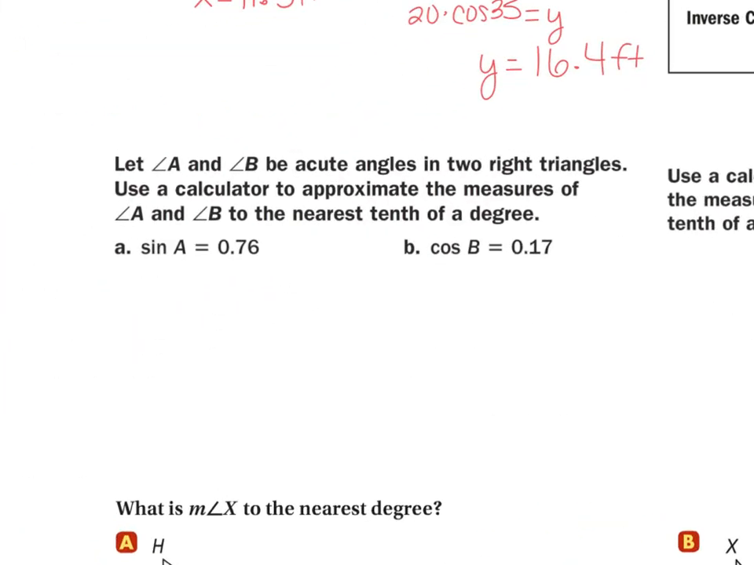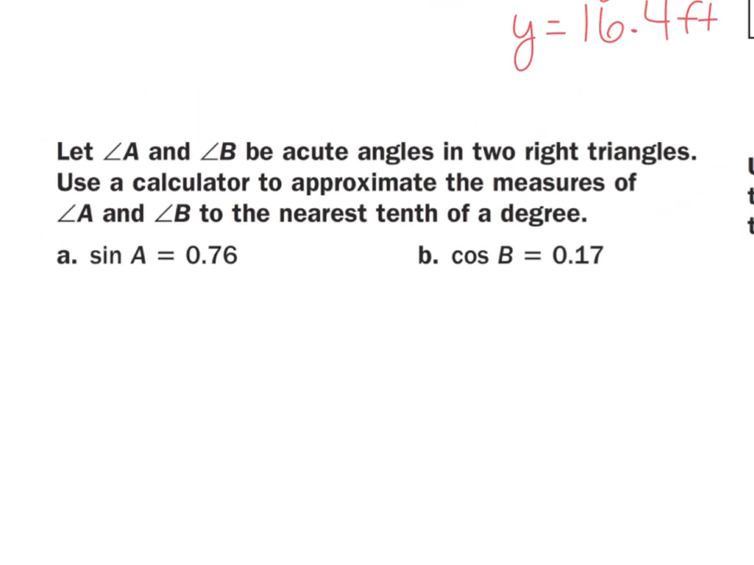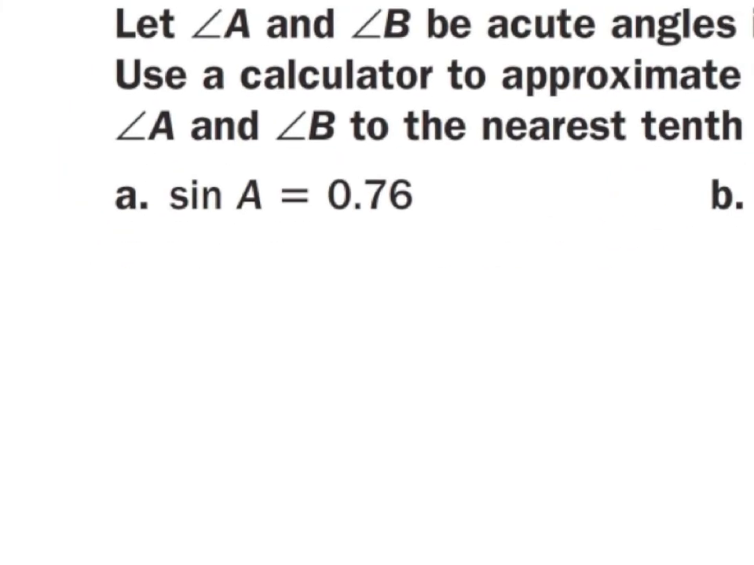It's a little different, but it's actually kind of easy. So let's first work on these first two. Might not make a whole lot of sense to you until we start doing it. But this is just getting used to putting it in the calculator. So we said let A and B be acute angles in 2 right triangles. Use a calculator to approximate the measure of angle A and angle B to the nearest 1/10 of a degree. So 1 decimal place.